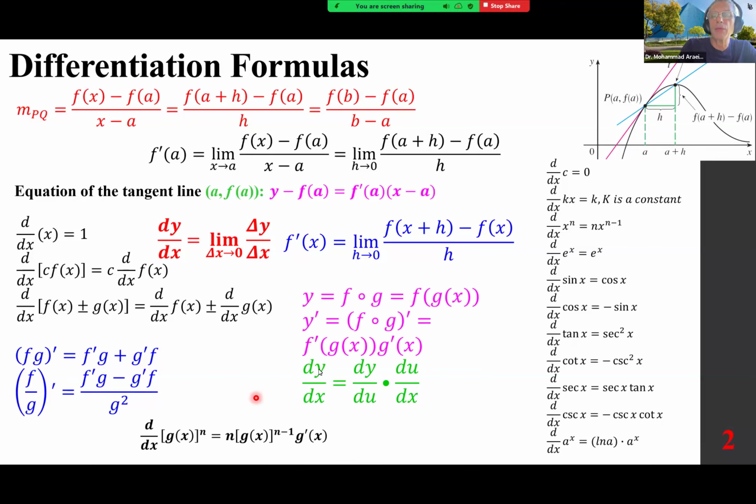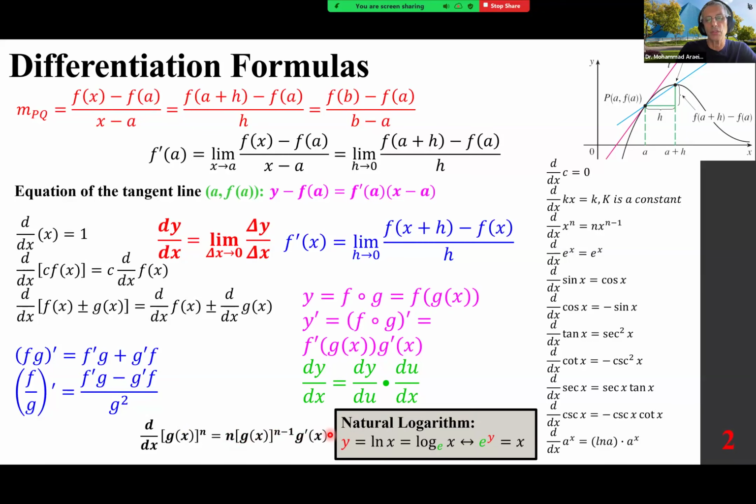And the extended power rule: if you look at the power rule, the derivative of x to the power of n is n times x to the power of n minus 1. This is n times g of x to the power of n minus 1 times g prime of x, by the chain rule. Reminding you of the natural log.